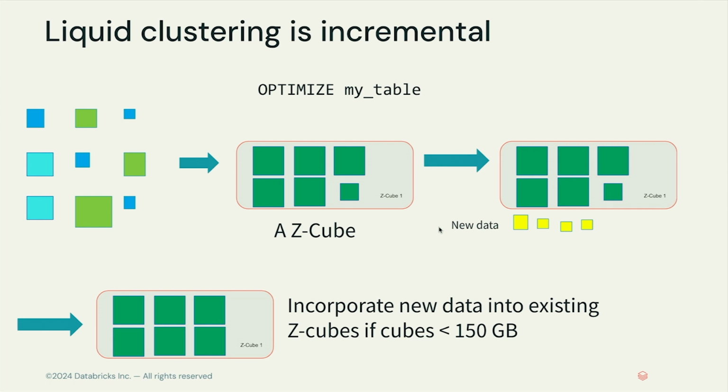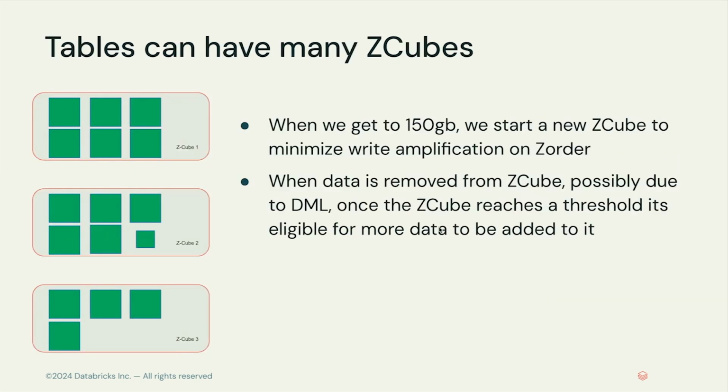So instead of rewriting the entire data when you sort it, we just sort or rewrite things that don't belong to a Z-cube, and we find a Z-cube for them. As your tables grow, you can have many Z-cubes. Each Z-cube is 150 gigabytes, so when you optimize, at most, you're going to rewrite 150 gigabytes. When you remove data from the Z-cube, if you're doing DML, deletes, or updates, the Z-cube will reach a threshold, and then it'll be eligible for more data to go into it. So these Z-cubes are somewhat flexible. And that's Liquid clustering. Super cool feature. You should definitely use it. That's one of our innovations.